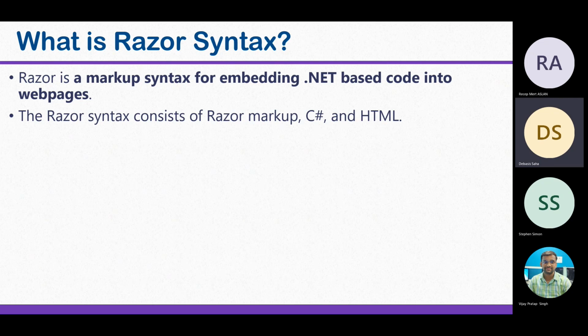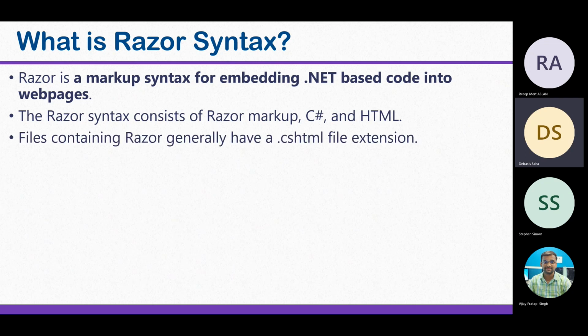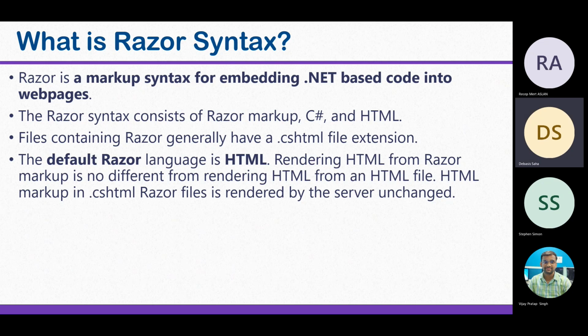Razor syntax consists of a markup language that combines two different languages: one is C# and the other is HTML. With the help of these two languages, Razor syntax is generated. The files containing Razor generally have the CSHTML file extension. The default Razor language is always HTML. Rendering HTML from Razor markup is no different from rendering HTML from an HTML file. The only difference is that the HTML markup is in CSHTML Razor files, which is rendered whenever the server part is not changed.